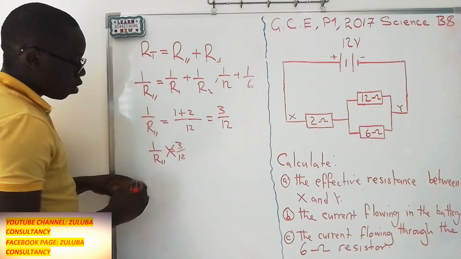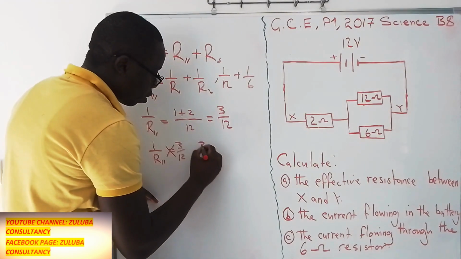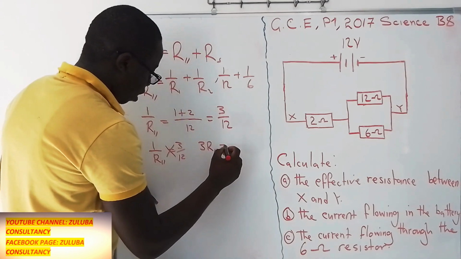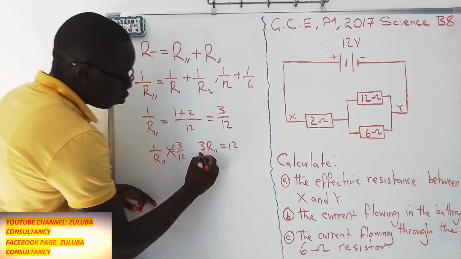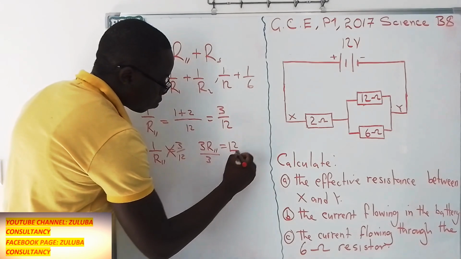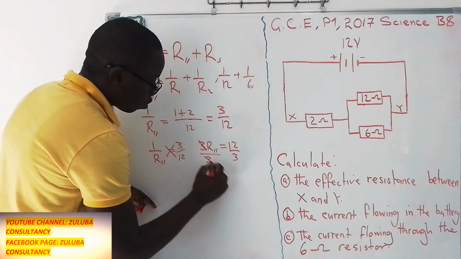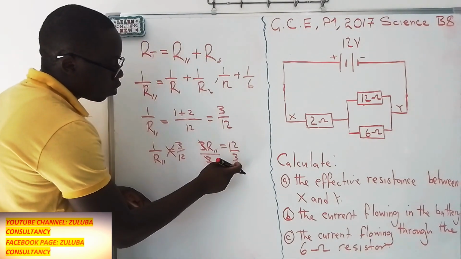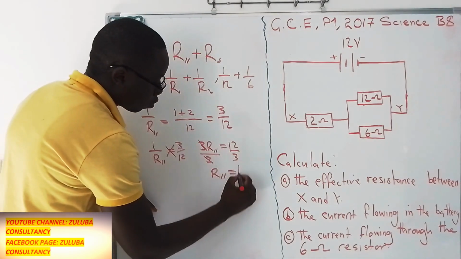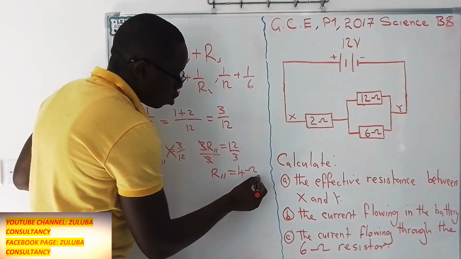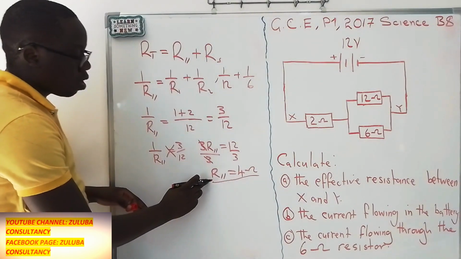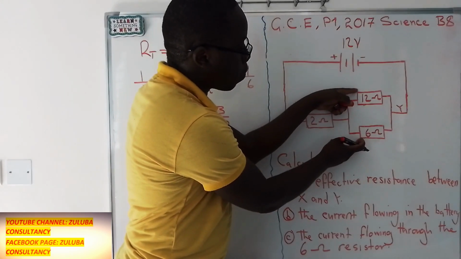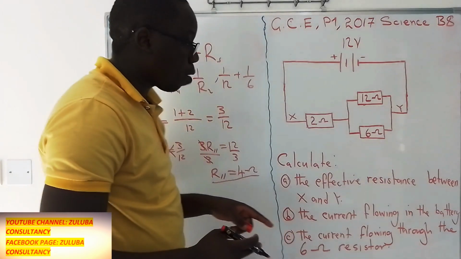When you cross multiply these two, you will have 3 R parallel is equal to 12. You divide by 3, you divide by 3. This will simplify. You have R parallel is equal to 12 divided by 3. It gives us 4 ohms. So this is the effective resistance that is being produced from these 2 parallel components there.